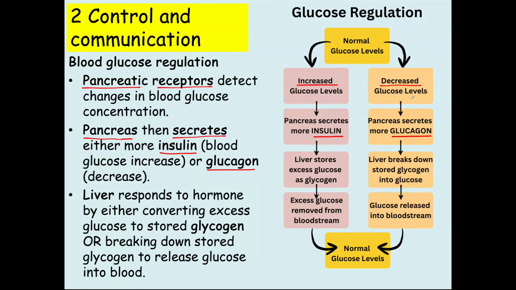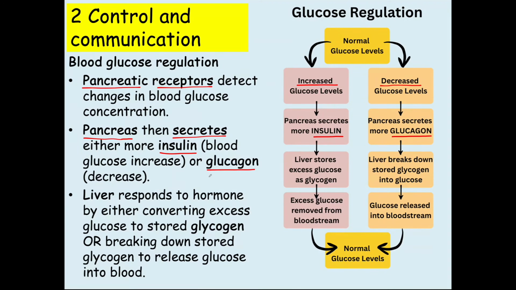Now, the rhyme I always teach my class to remember this in the exam is: when the glucose rushes in, secrete insulin, and when the glucose has gone, release glucagon. Okay, if you can remember that rhyme, you'll remember when each hormone is released. So when the sugar rushes in or the glucose rushes in, release insulin. When the glucose has gone, release glucagon. So that's the two hormones, insulin and glucagon, that you need to know about that the pancreas will secrete when there are changes in the blood glucose levels. And it's the pancreatic receptors that detect those changes in blood glucose concentration.